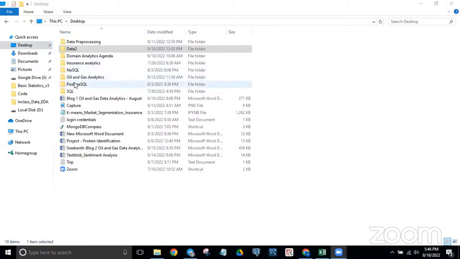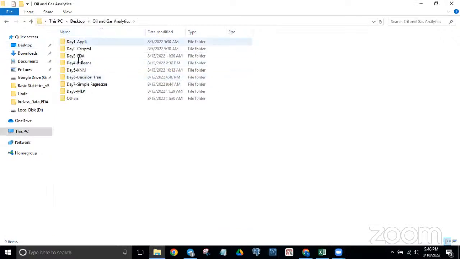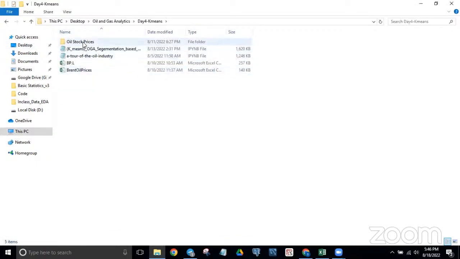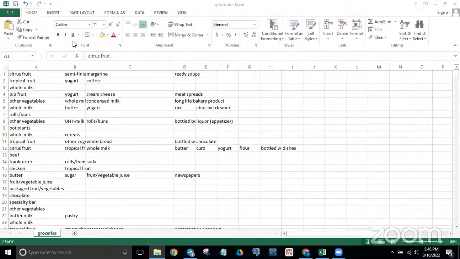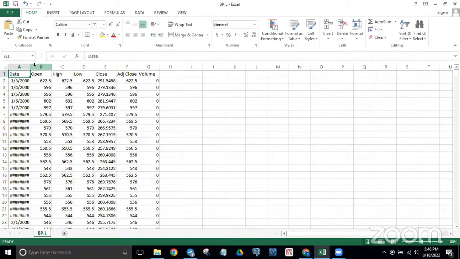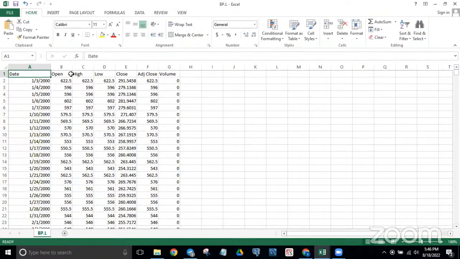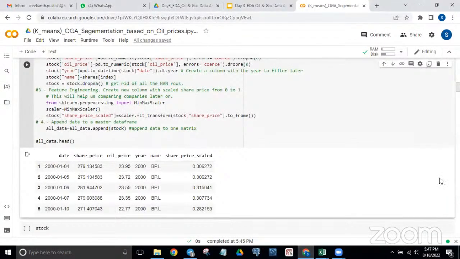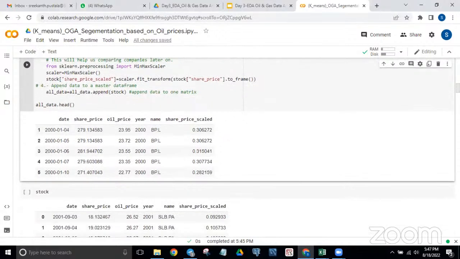So let us look at the data we have here. If I look into the data, I have date, open, high, low, close, adjusted close and volume. Now I am trying to take only the values that are required. I am going to take the share price and oil price, and I am trying to combine this data.